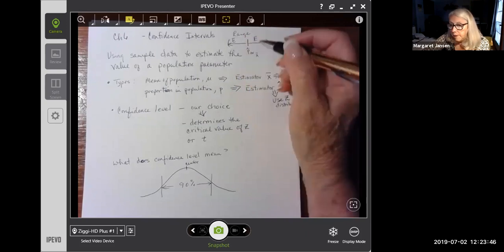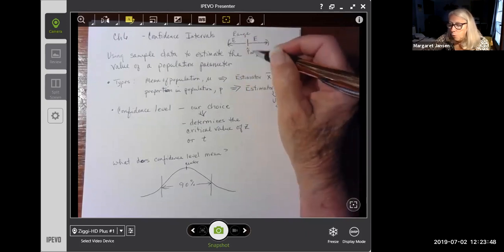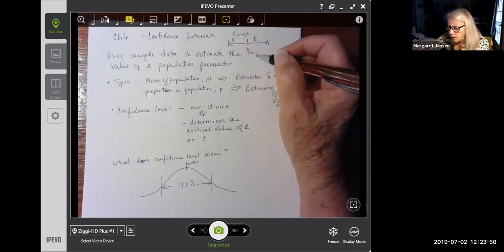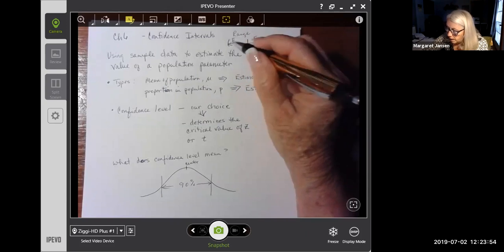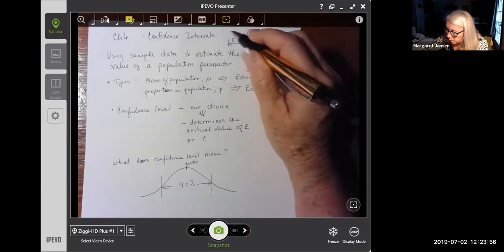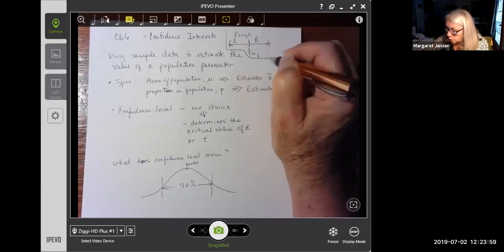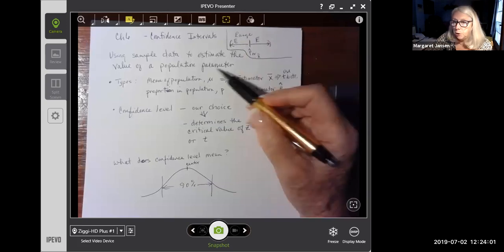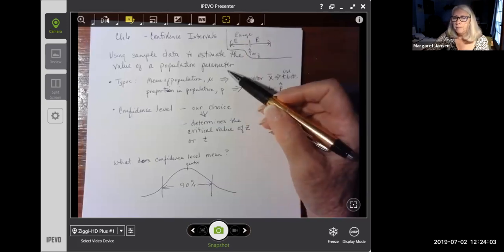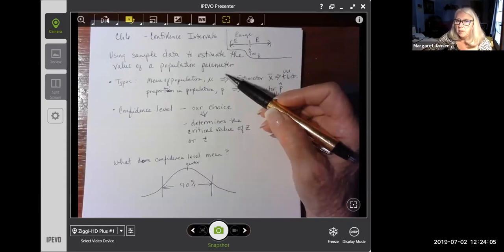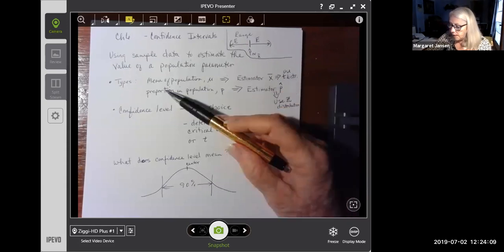And we're only going to deal with these two particular population parameters. So this range of numbers we expect to actually include the population parameter of interest. Now, again, there are two types of intervals that we're going to be dealing with. The first one is the mean in a population.